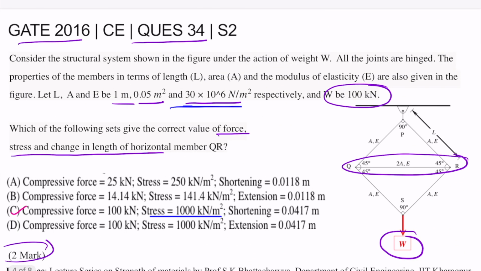So from this, the correct answer is option number C. Compressive force 100, stress 1000 and shortening 0.0417 meter.